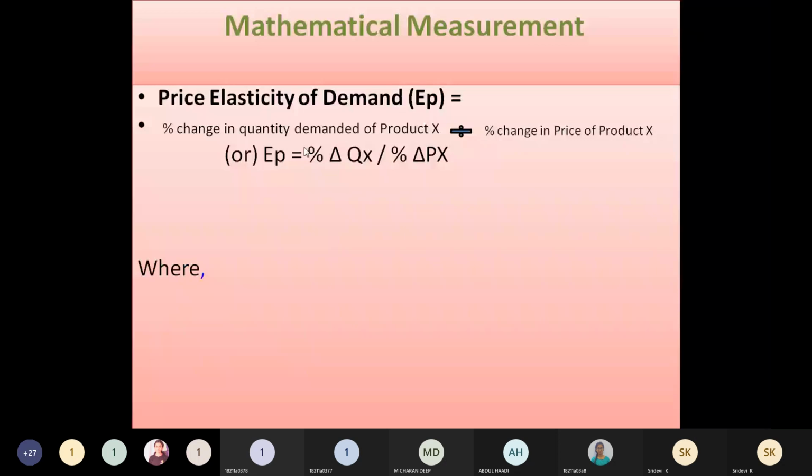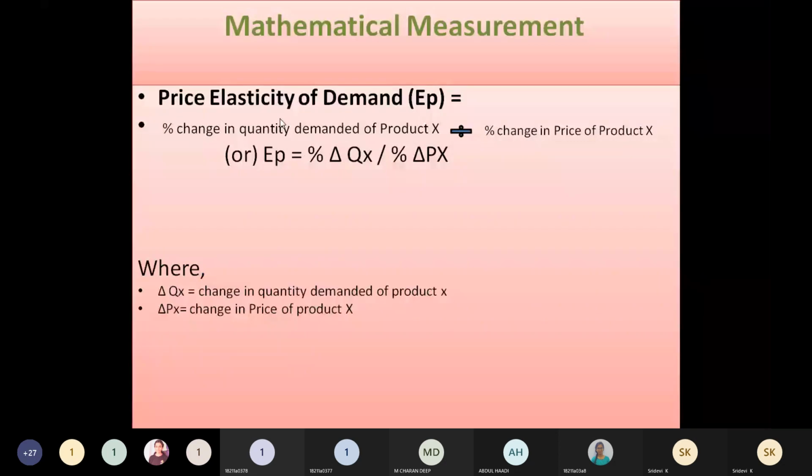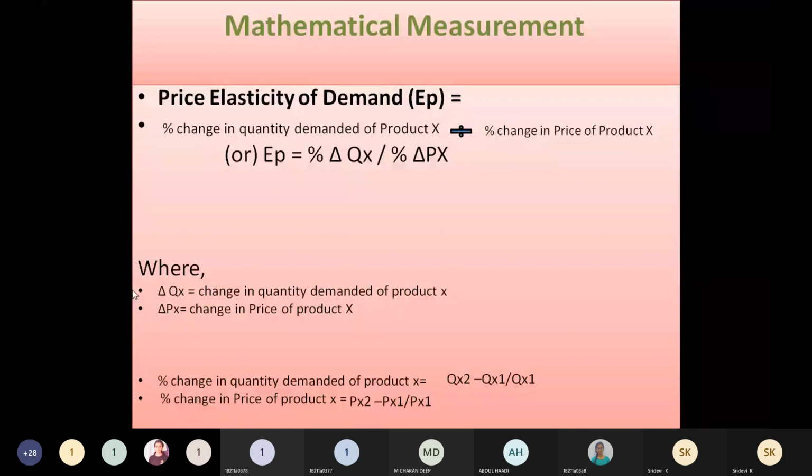So for finding out percentage triangle QX, you can use this formula: QX2 minus QX1 by QX1. You use this, you will get the percentage triangle QX value. And for getting the percentage triangle PX value, you can use another formula, that is PX2 minus PX1 divided by PX1. So now you can substitute this in the formula.